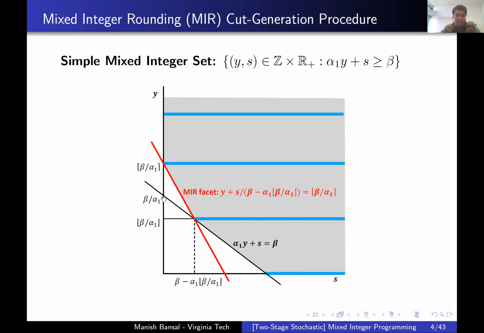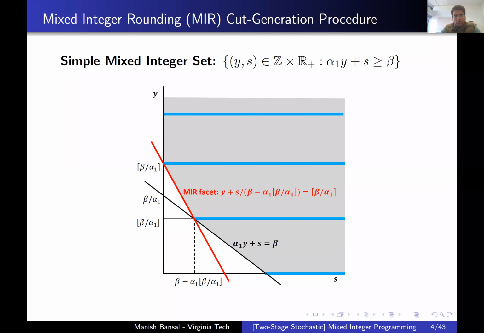If you observe, this is the single hyperplane I have. So the intercept on the y-axis is beta by alpha 1. And this point corresponds to the ceiling of beta by alpha 1, and this point below is the floor of beta by alpha 1. And this point up here belongs to alpha y1 plus s equal to beta. So I can obtain this point. So pretty much I have these 2 points known.